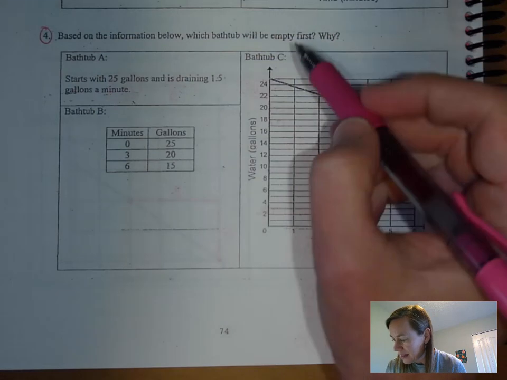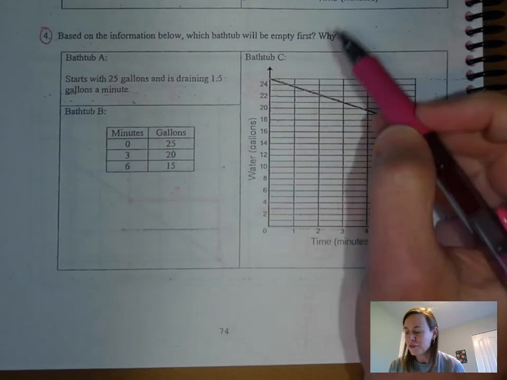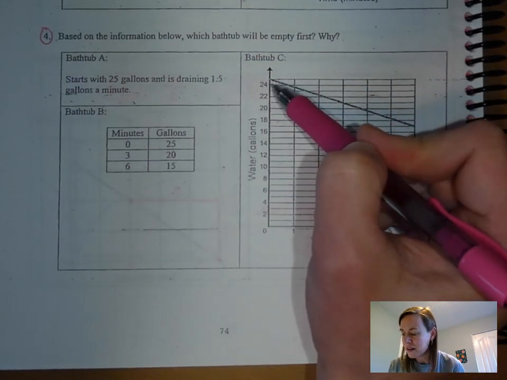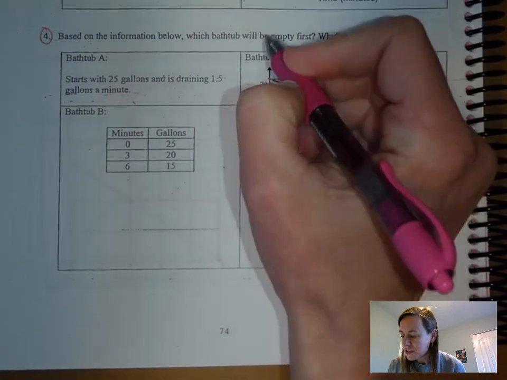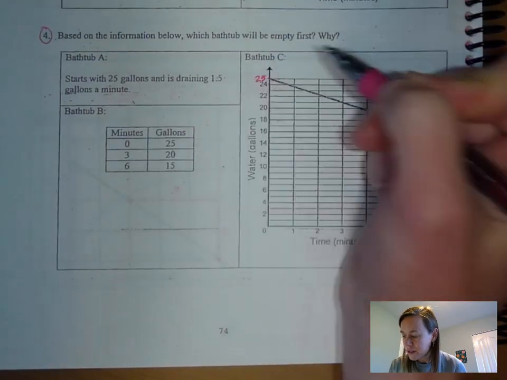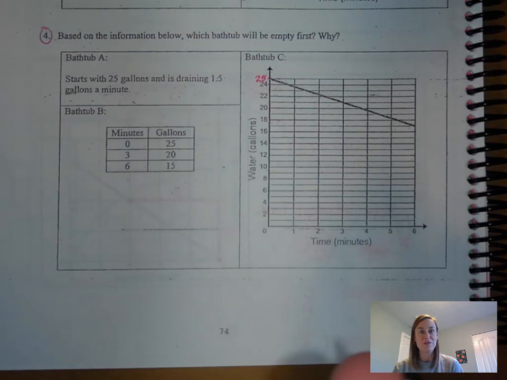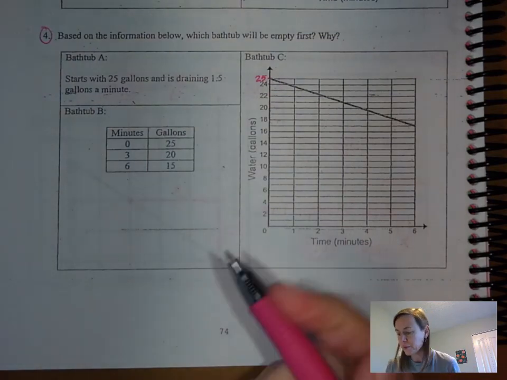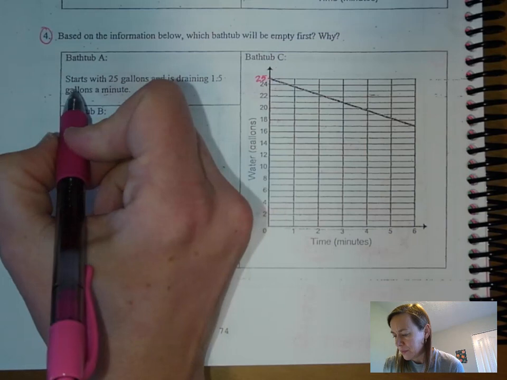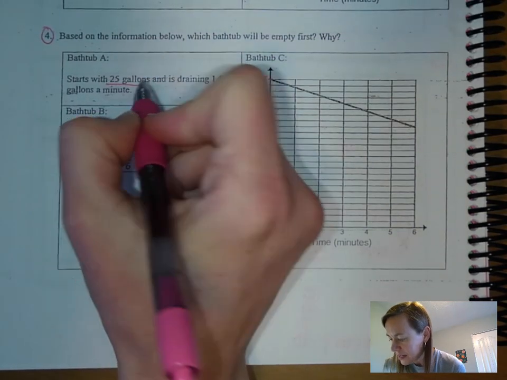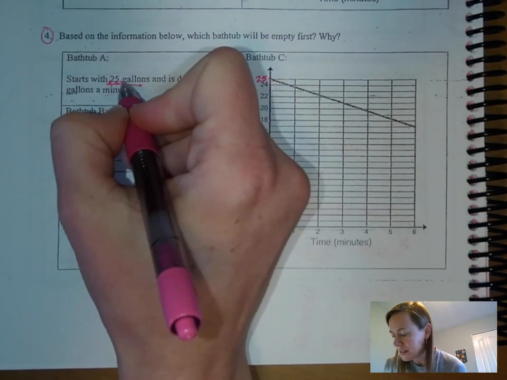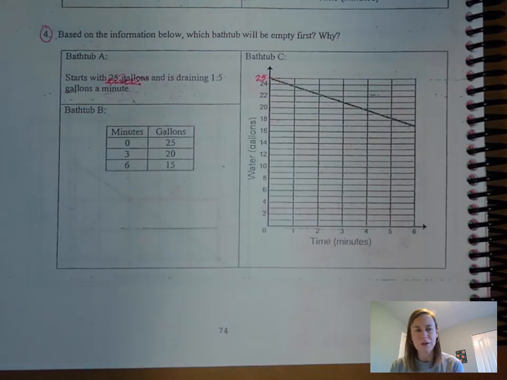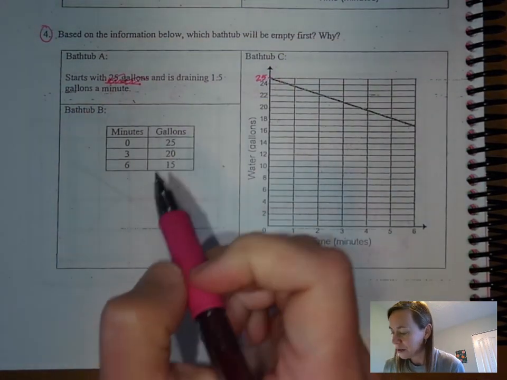Bathtub C, at first I thought this said 24, but when you look carefully, 24 is here. So this one up here is actually 25. So it looks like all 3 bathtubs start at 25 gallons. So whichever one has the biggest unit rate is definitely going to empty first. So let's figure out those unit rates. Okay, so bathtub A starts with 25 gallons and it's, well, we don't need to talk about that anymore. We just talked about it, so I'm going to cross it out. Don't need that information anymore.